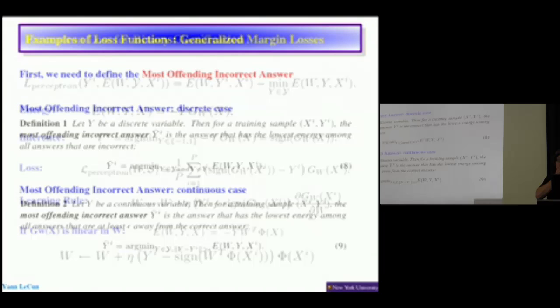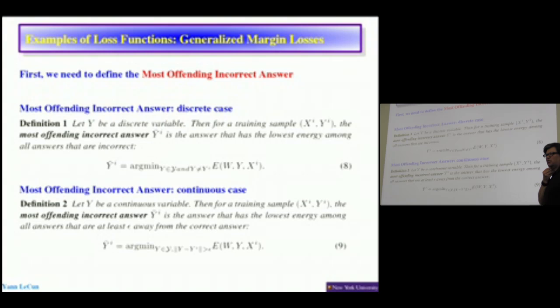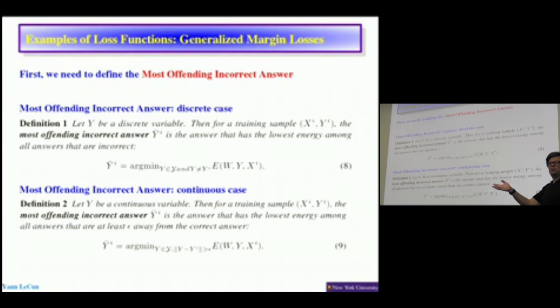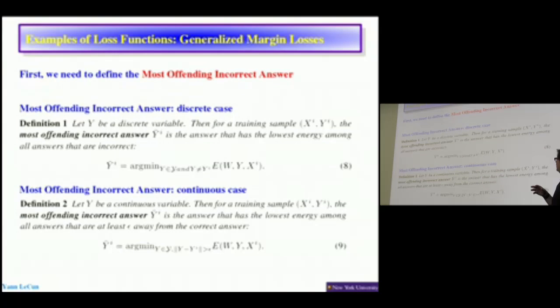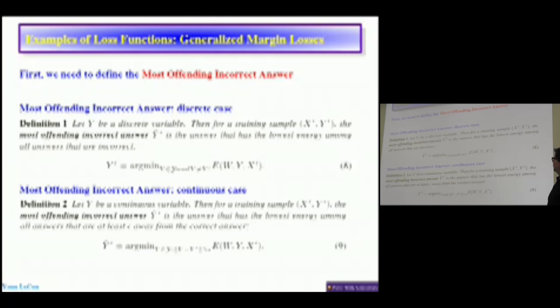Okay, so here is another loss function that actually is considerably more useful because it doesn't fall victim to the collapse problem, but it's still relatively easy to understand. It's called a generalized margin loss, or sometimes people call it structured SVM, but that's more specific. It's really like a margin loss similar to what is used in support vector machines. And for this, we need to define, in the discrete case, what's called the most offending incorrect answer.